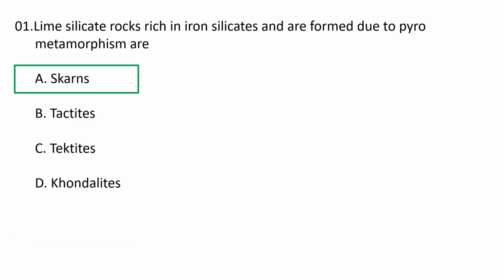Skarns are tactites, or coarse-grained metamorphic rocks that form by the replacement of carbonate-bearing rocks during regional or contact metamorphism and metasomatism. Skarns may form by metamorphic recrystallization of impure carbonate protoliths, and also by metasomatic reaction of different lithologies and infiltration metasomatism by magmatic and hydrothermal fluids. So the correct answer is skarns. These are the lime silicate rocks rich in iron silicates and formed due to pyrometamorphism.